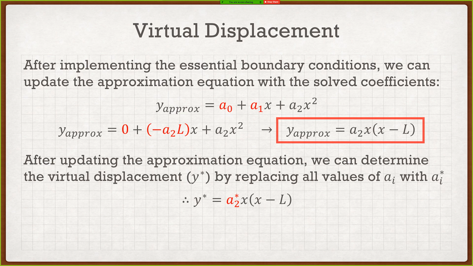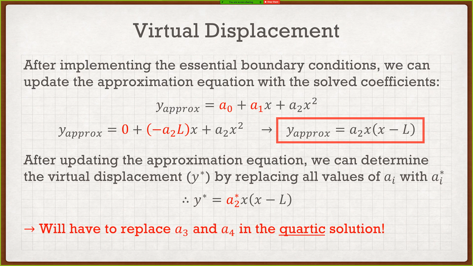That's the key when solving for this virtual displacement. All we're doing is taking our current approximation and switching all of the a coefficients with the same a coefficient, but with the star. So we're making it virtual. Now, this is for the quadratic, but I want to make a quick note here. When you're solving for the quartic solution, you won't just have a2, you'll have a3 and a4. So make sure that you swap a3 and a4 as well in your quartic solution. That's a little bit of a hint for you.